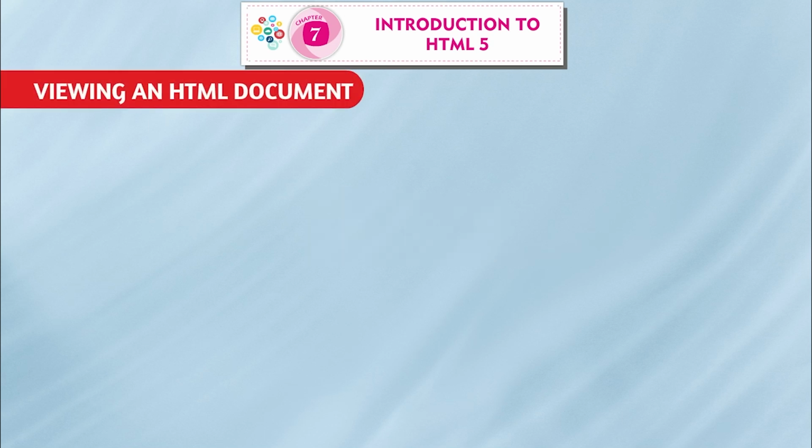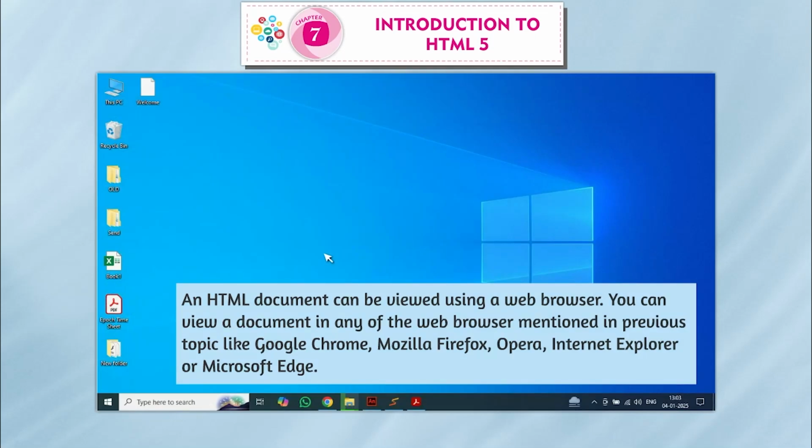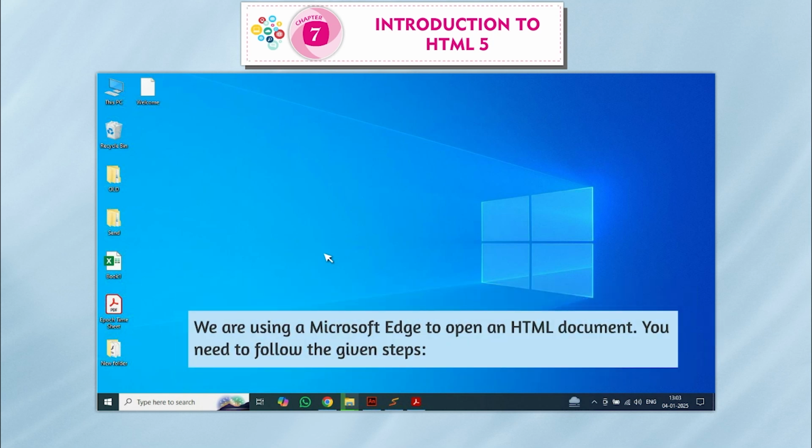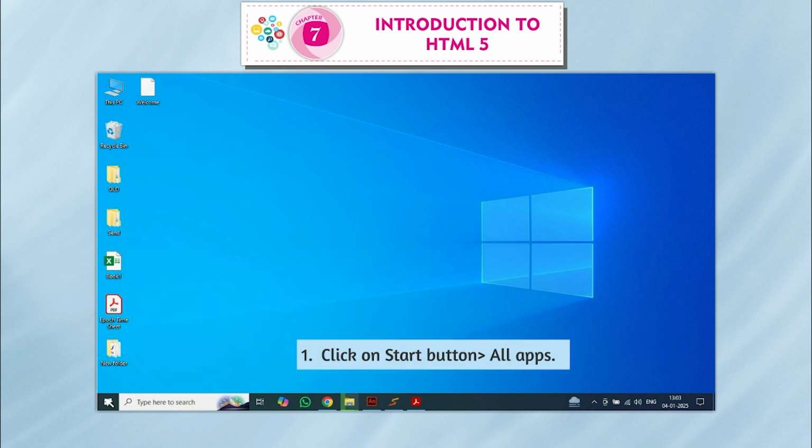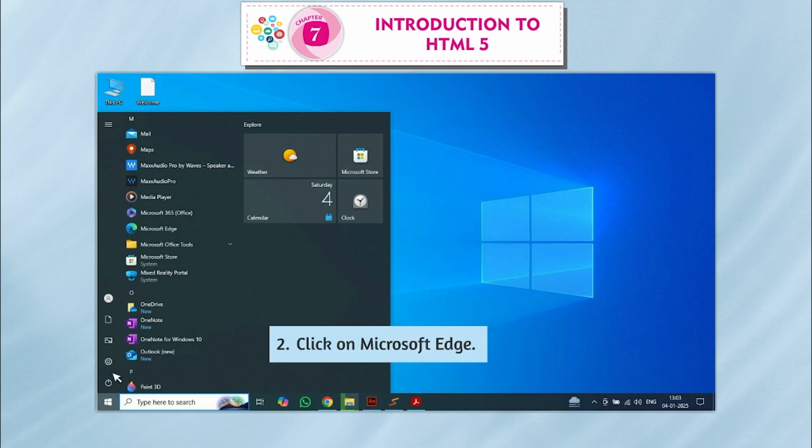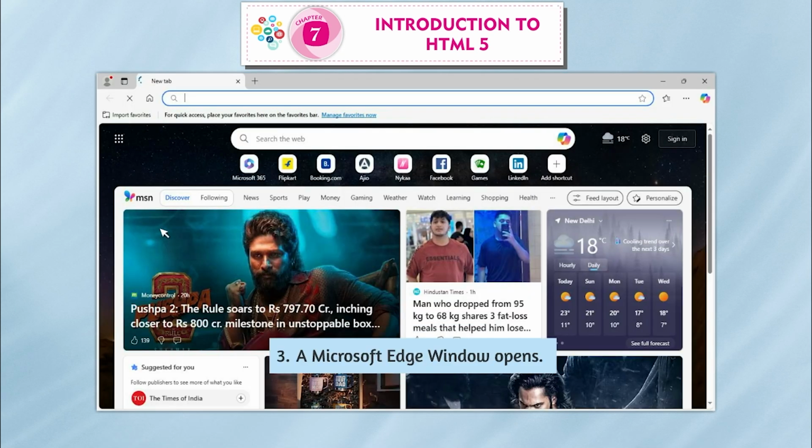Viewing an HTML document. An HTML document can be viewed using a web browser. You can view a document in any of the web browsers mentioned in the previous topic, like Google Chrome, Mozilla Firefox, Opera, Internet Explorer or Microsoft Edge. We are using Microsoft Edge to open an HTML document. You need to follow the given steps. 1. Click on Start button, All apps. 2. Click on Microsoft Edge. 3. A Microsoft Edge window opens.